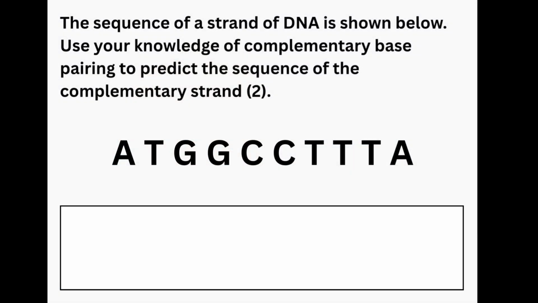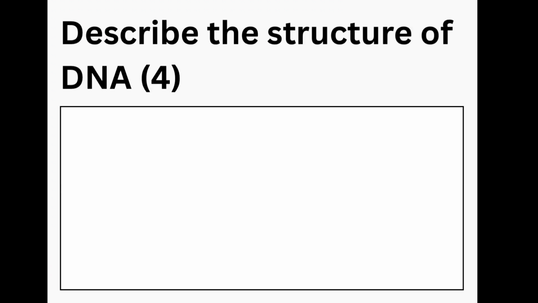The question is broken into 2 parts. The first part is worth 2 marks. It says the sequence of a strand of DNA is shown below. Use your knowledge of complementary base pairing to predict the sequence of the complementary strand. Have a go at this. See if you can write which strand would be the complementary series of bases. If that was one strand, what would the opposite strand be?